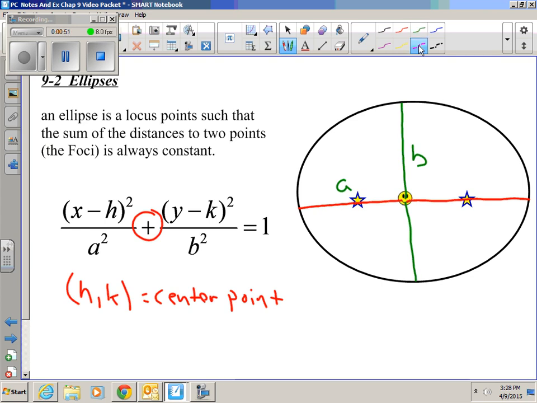And C goes from center to focus. This is 2C. And don't forget that A, B, and C are related Pythagorean-ly. B squared plus C squared is equal to A squared.